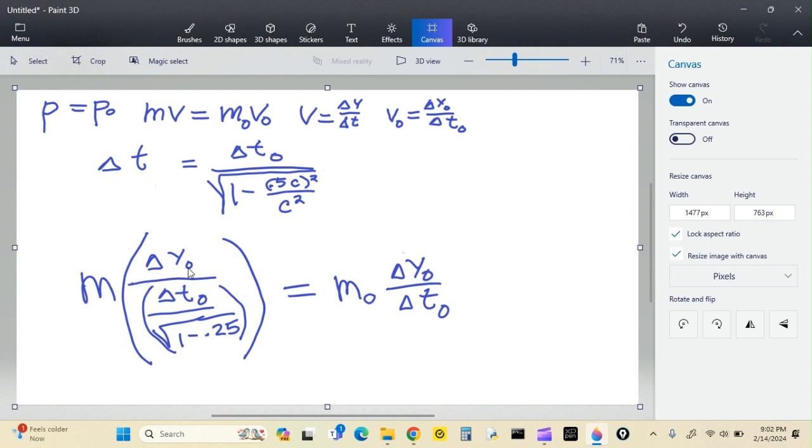Here's the delta y 0 over delta t 0. This was the delta t that we had to plug in there, special relativity stuff. And there's delta t 0 over the square root of 1 minus 0.25. Where do you get 0.25? Well, 0.5 squared is 0.25, and then c squared over c squared, those things cancel out, so it's just simple, 1 minus 0.25, square root of that thing.